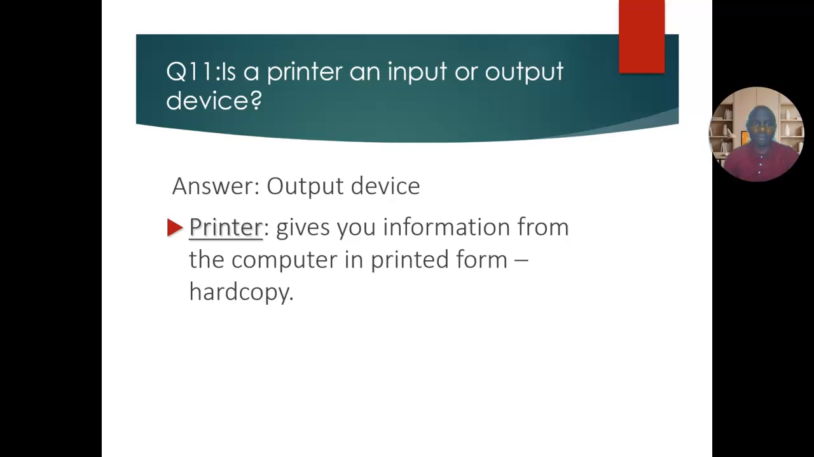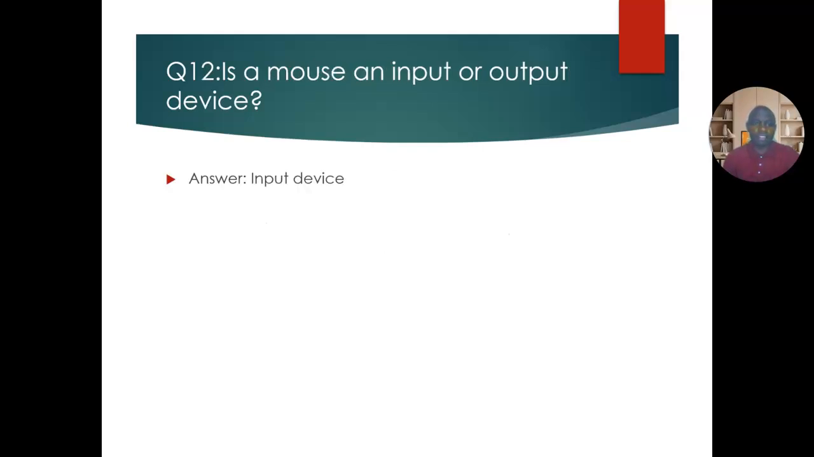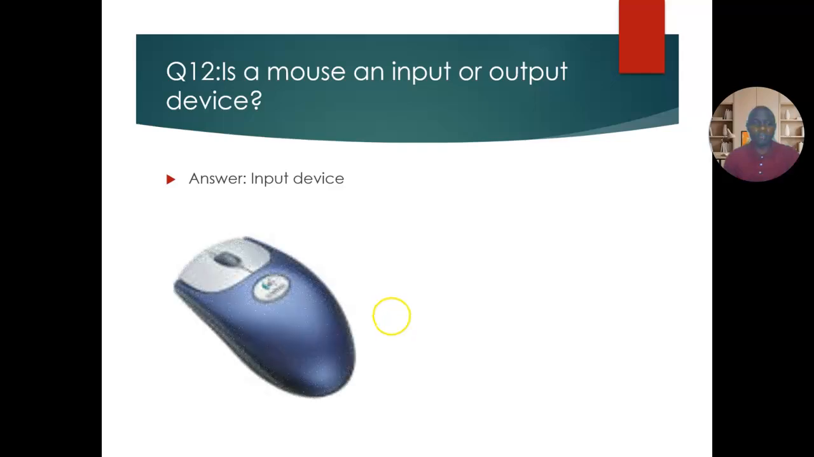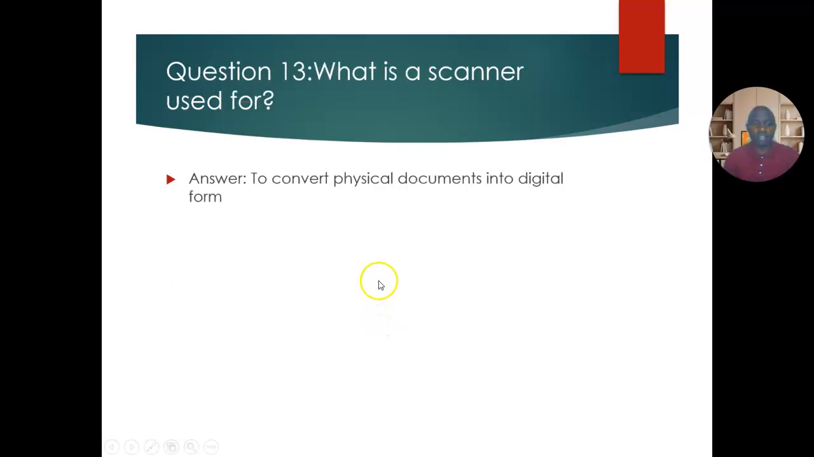Then here is another question: is a printer an input or output device? The answer is an output device. It gives you information from the computer in a printed form or hard copy. Is the mouse an input or an output device? Of course, the mouse is an input device. That's how it looks like.